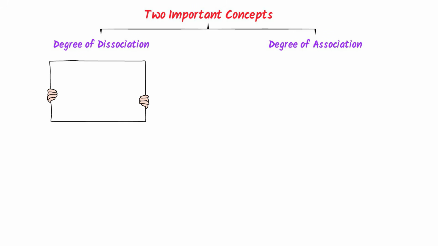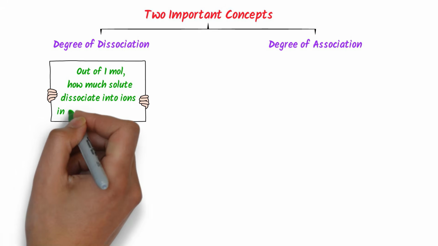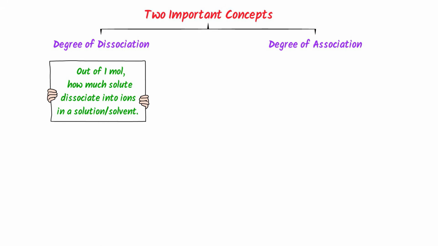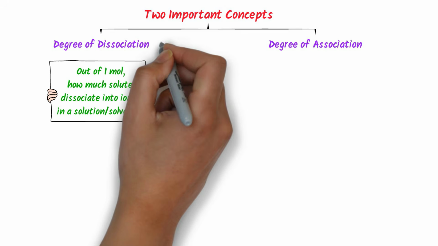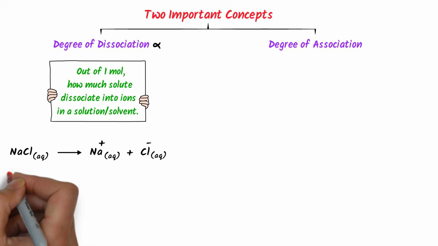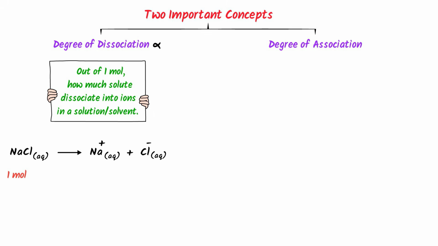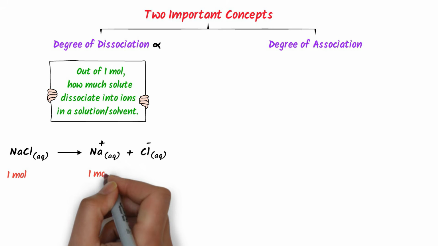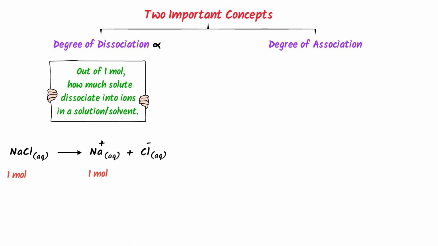We define degree of dissociation as, out of 1 mole, how much solute dissociates into ions. Remember that we denote degree of dissociation by alpha. For example, consider this reaction. We know that in this equation, 1 mole of sodium chloride 100% dissociates to 1 mole of sodium ions and 1 mole of chloride ions.